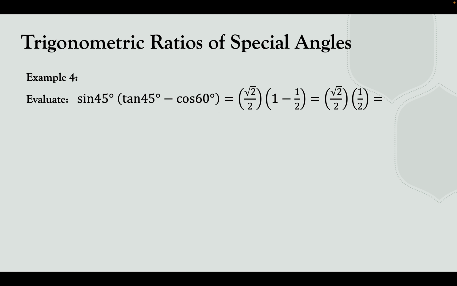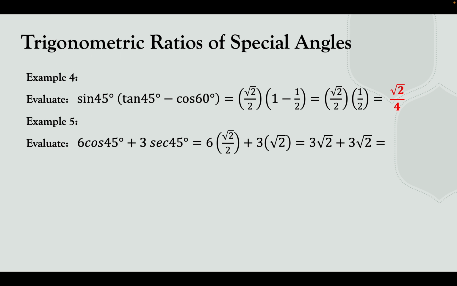Okay, example number 4, sine 45 times tan 45 degrees minus cos 60 degrees. Sine 45 is square root of 2 over 2 times tan 45 degrees is 1, and then minus cos 60 is 1 half. So 1 minus 1 half, we have 1 half. So square root of 2 times 1, we have square root of 2, and 2 times 2 is 4. So we have 2 square root of 2 over 4.